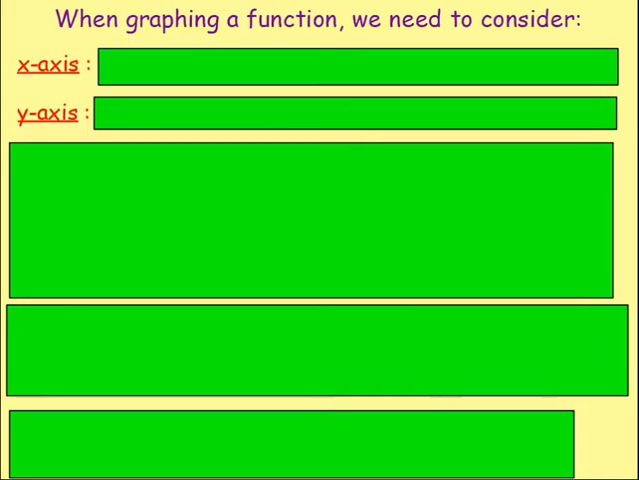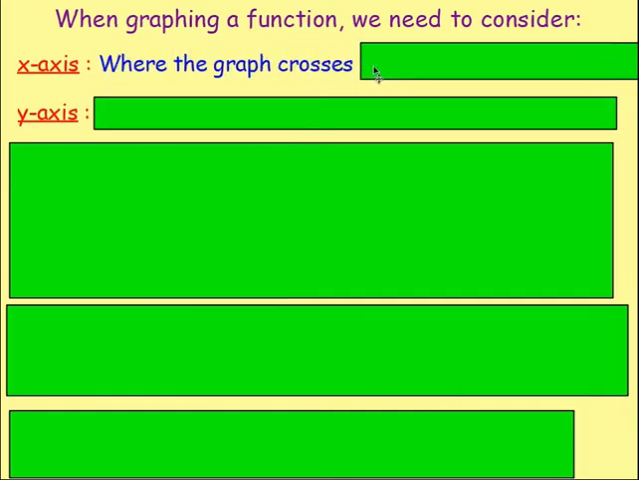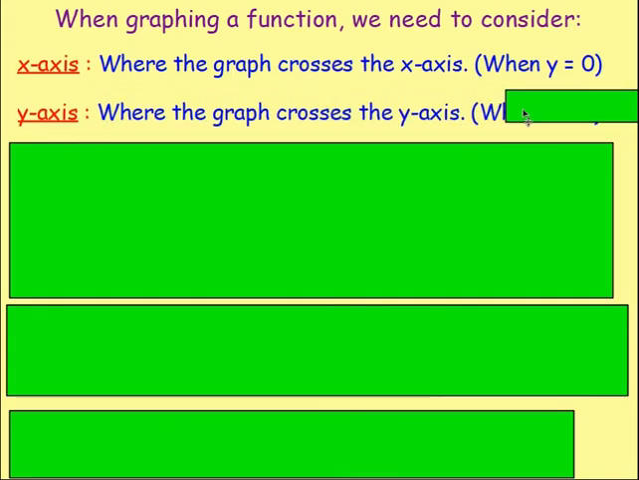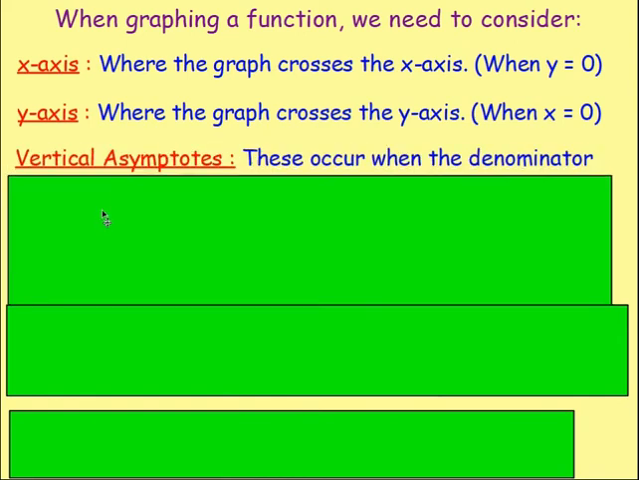So to graph rational functions, what you need to think about are these different parts. You need to consider where the graph crosses the x-axis, and what's the y value when it crosses the x-axis? 0! Brilliant! So it's going to cross the x-axis when y is 0. You need to think about where it crosses the y-axis, and it crosses the y-axis when x is 0. Perfect! So you can do that. You've been doing that for years. What you also need to consider now, though, are the asymptotes.